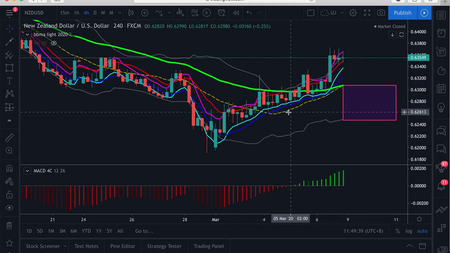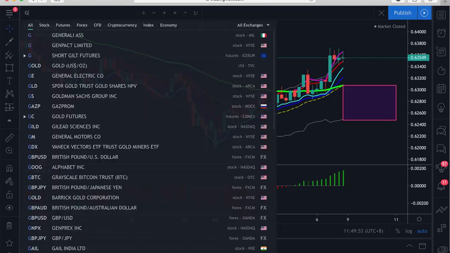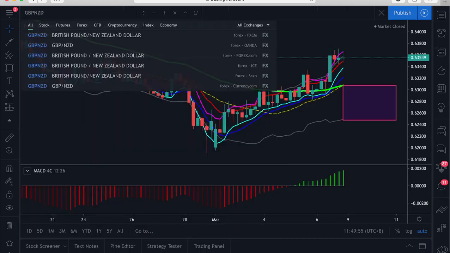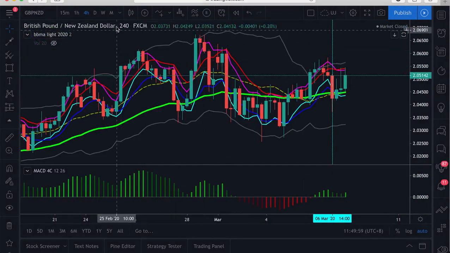So NZD USD, we're going to instant buy from the mid BB to low BB. This will be our stop zone, stop level. Okay. So NZD USD is a buy. GBP NZD. This pair is also related to NZD.